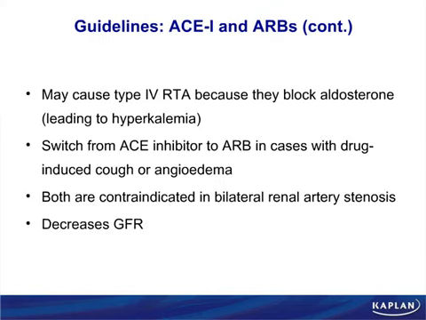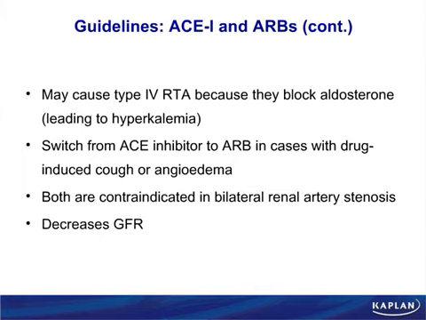ACE inhibitors and ARBs may cause a type 4 renal tubular acidosis because they block aldosterone, leading to hyperkalemia. We'll get to this in the later section. If ACE inhibitors cause a cough or angioedema, we can replace the ACE inhibitor with an angiotensin II receptor blocker. ACE inhibitors and ARBs are contraindicated in bilateral renal artery stenosis.